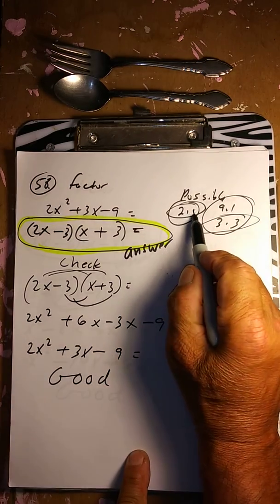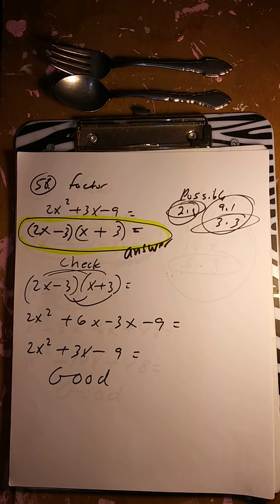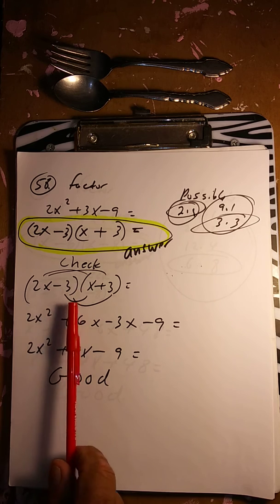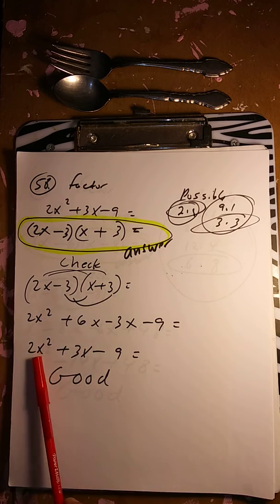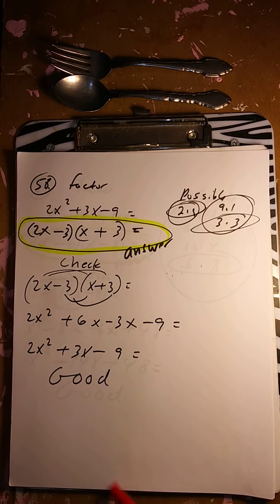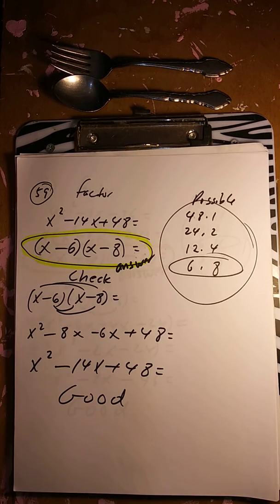Let me put a little one here. Okay, so now we have, that's it. So 2x times that, 2x squared plus 6x minus 3x minus 9. 2x squared plus 3x minus 9. This one.